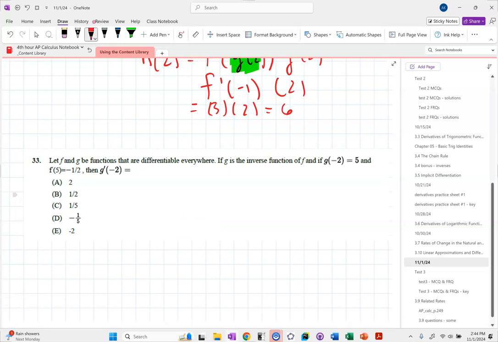So I know that this is going to be, if I know that G and F are inverses, I know that F of G of X is equal to X.